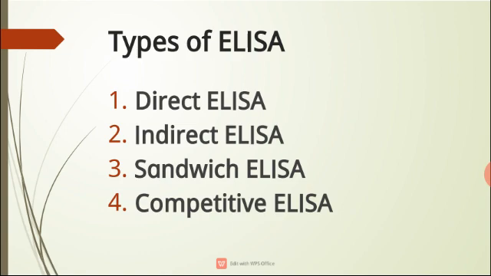Types of ELISA. ELISA has mainly four types. First, direct ELISA; second, indirect ELISA; third, sandwich ELISA; and fourth, competitive ELISA.